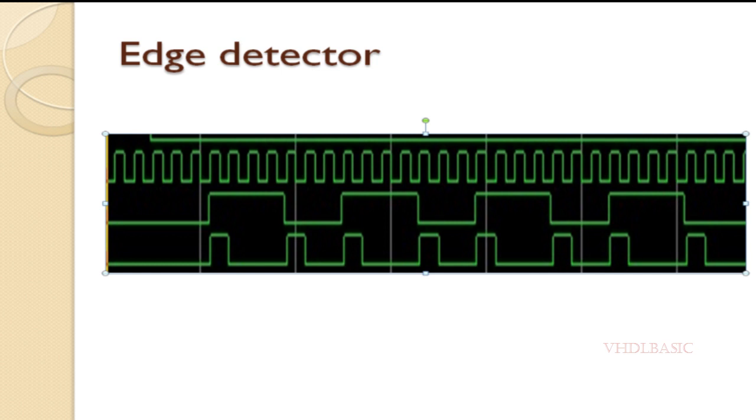A basic edge detector typically consists of flip-flops, combinational logic gates, and sometimes sequential logic elements like a shift register. The detector monitors the input signal and generates an output signal indicating when a transition occurs. The applications of signal edge detection in VLSI.